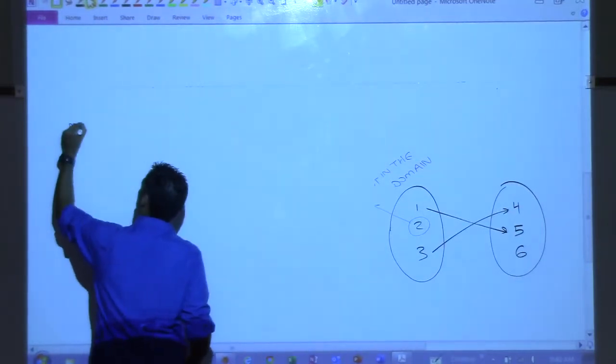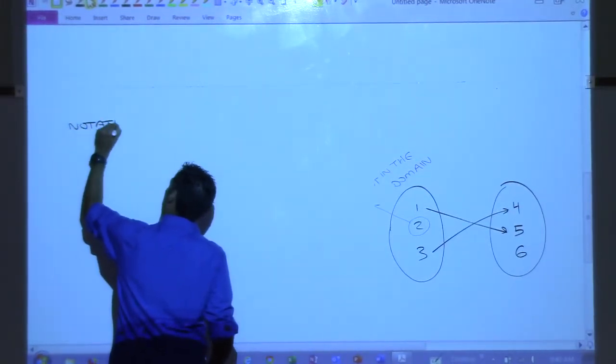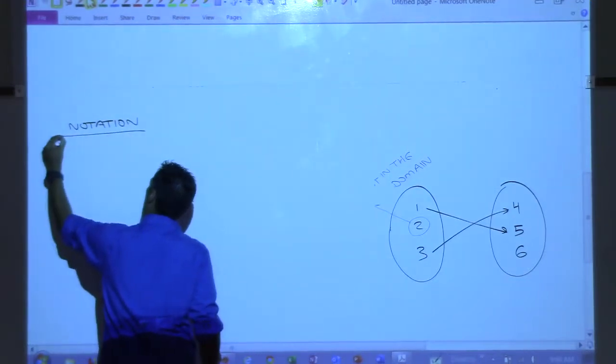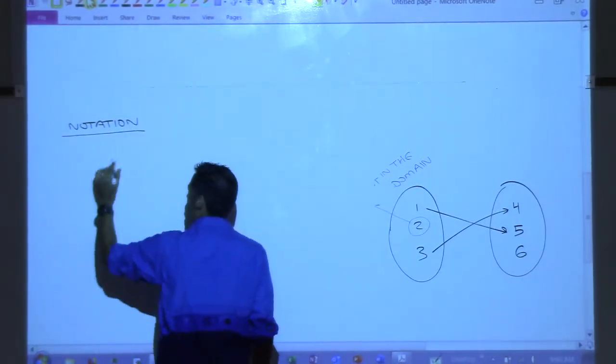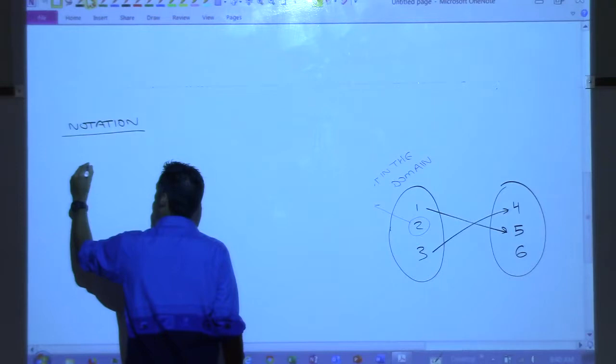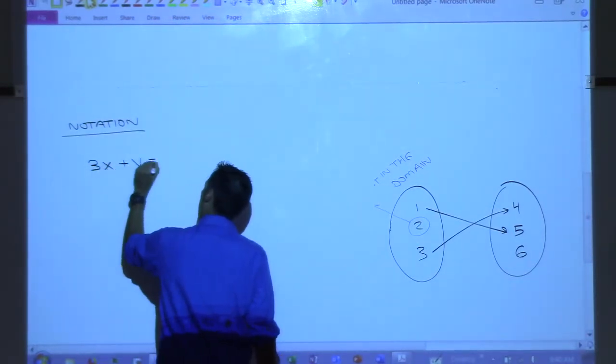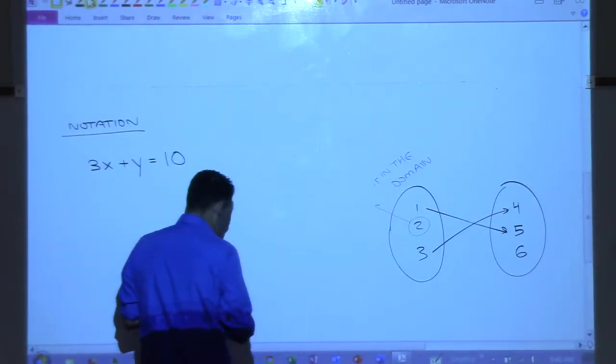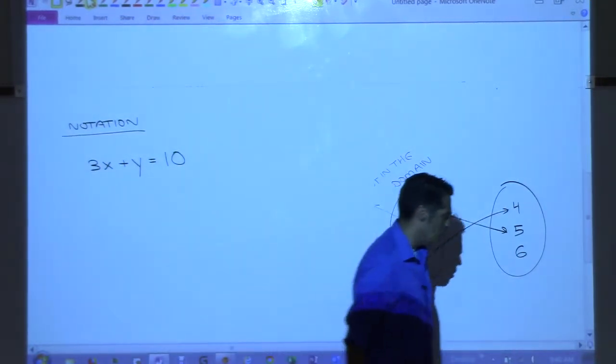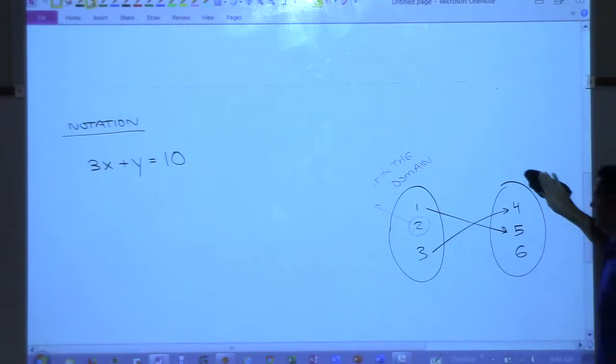So notation here. For functions, obviously. All right, so let's take a look at something here that you've actually seen already. Right there. This is what? What are we looking at right there?